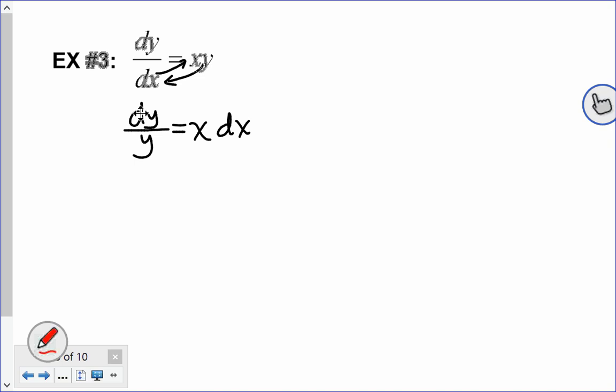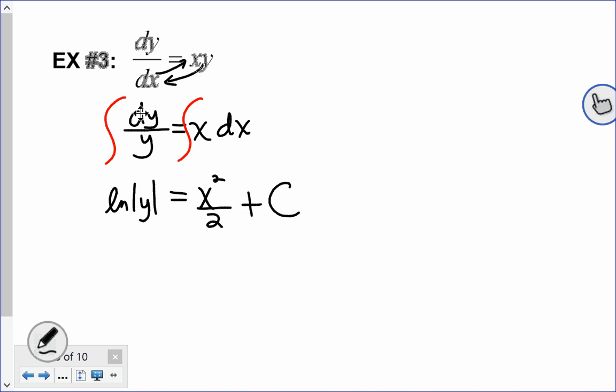So we integrate the two sides, and if we integrate dy over y, you need to remember that's like du over u, so we get ln of the absolute value of y, and then if we integrate x, we get x squared over 2, and then of course plus c. Well, I don't care what ln of y is, I want to know what y equals. So here is where we're going to change this to an exponential equation.